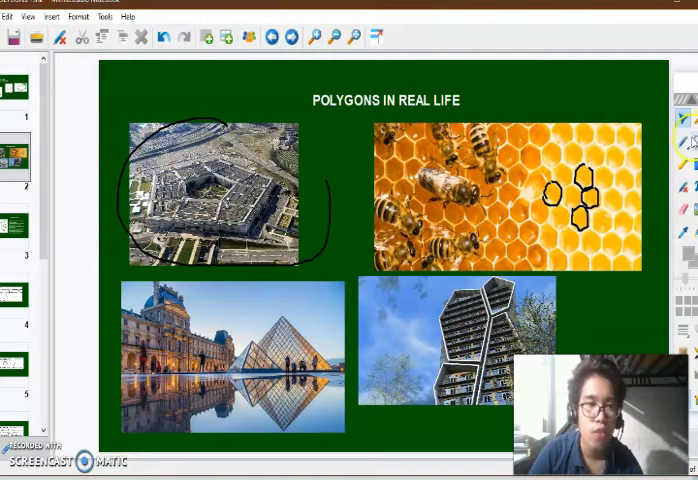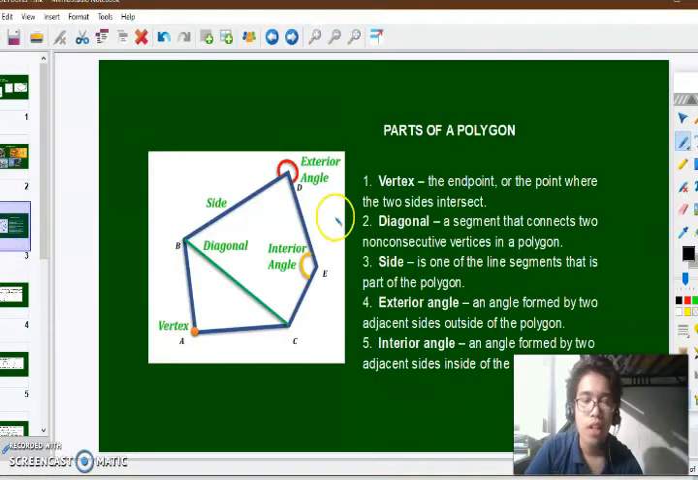Moving forward, we go to this one. The parts of a polygon: there are different parts of a polygon.